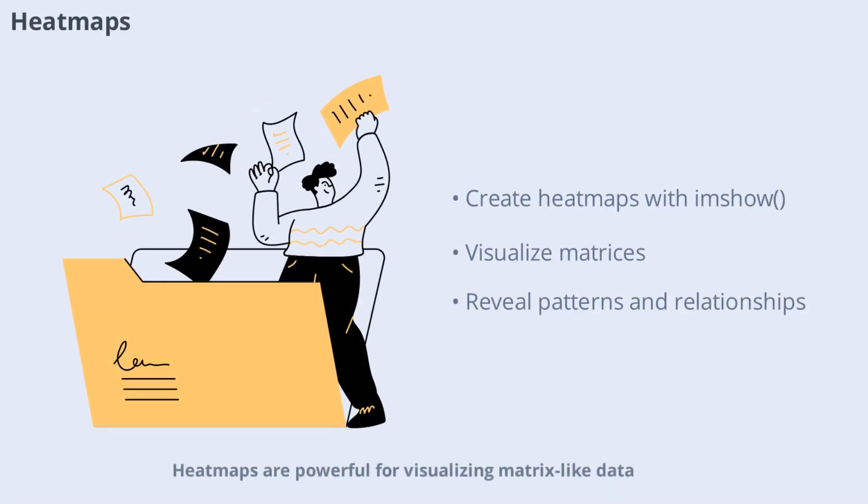Heat maps are powerful for visualizing matrix-like data such as correlation matrices or confusion matrices. With plt.imshow or plt.pcolor, you can create colorful grids that reveal patterns and relationships. Heat maps are widely used in data science for feature analysis, model evaluation, and more.